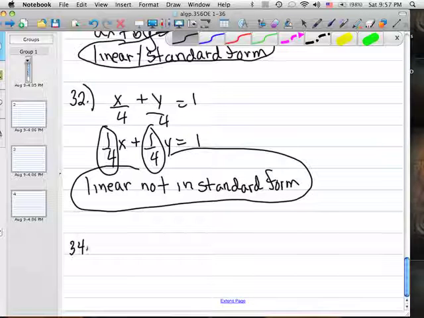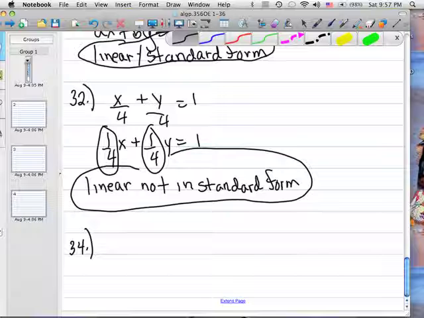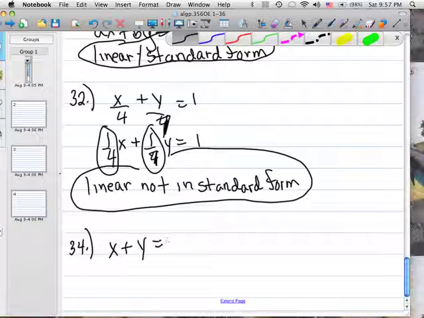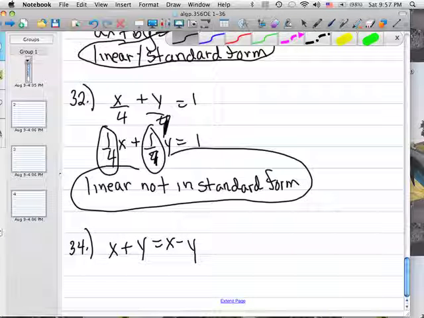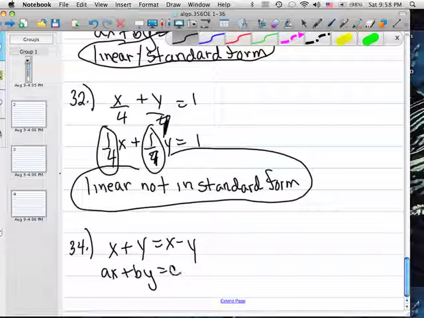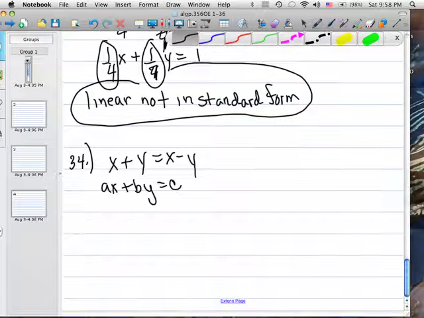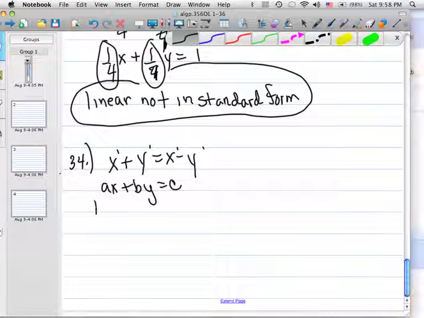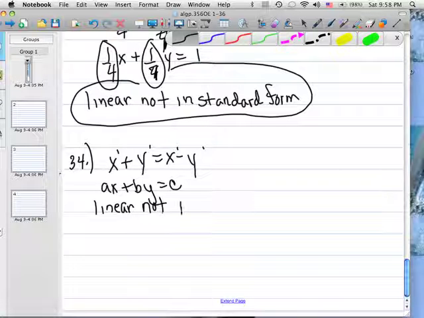34, we have x plus y equals x minus y. And remember, standard form is ax plus by equals c. This is obviously not in standard form, but it is linear because the exponents are all ones. It's all ones here. So linear, not in standard form.